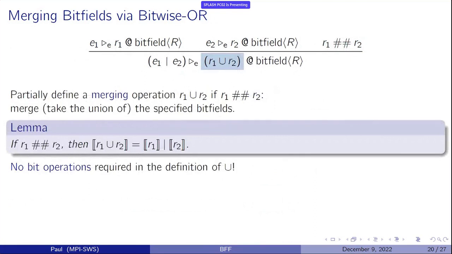And similarly, to define this merge operation, which gives you the result of computing the bitwise OR between R1 and R2, we still do it in a partial way. We require that under the condition R1 and R2 are disjoint, this merge operation is definable. And since we know their bit fields are disjoint, then we can simply take the union of the specified bit fields from the two inputs. And since they are disjoint, there cannot be any potential conflicts. And again, we can show that this operation is semantically consistent with the bitwise OR operator. Also, no bit operations are required in the definition of the merge operation.